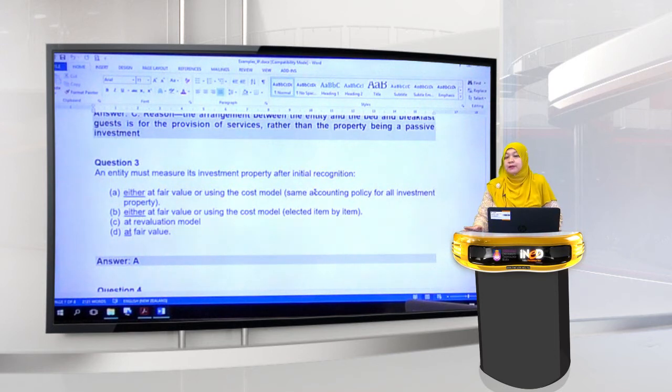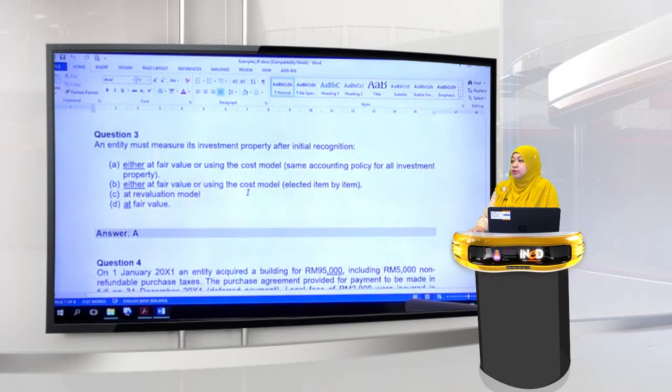However, let's say for example, due to certain circumstances, you have to change your accounting policy from the fair value model to the cost model or the other way around. You can do that provided that you explain the justification on why the accounting policy changed from one model to another model and state that in the notes to the accounts.